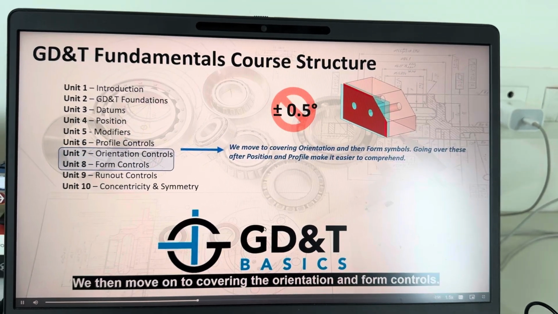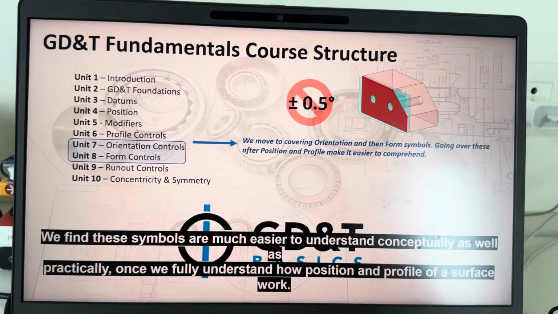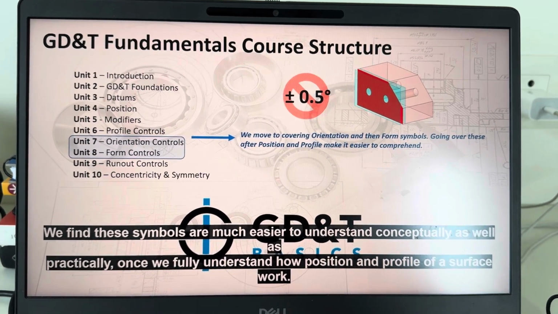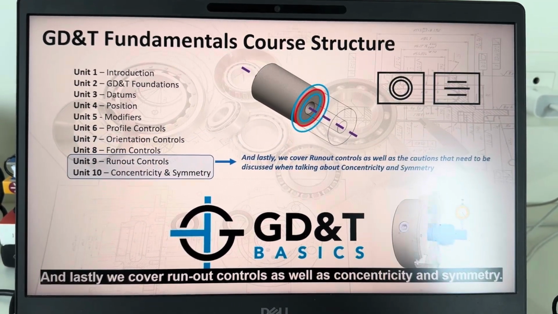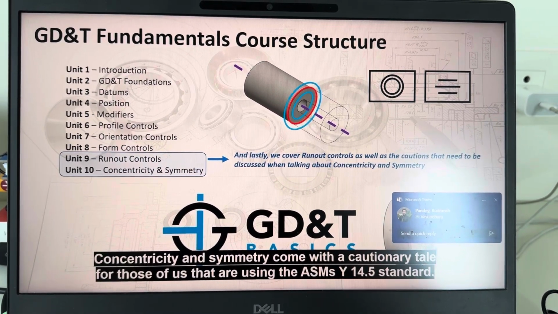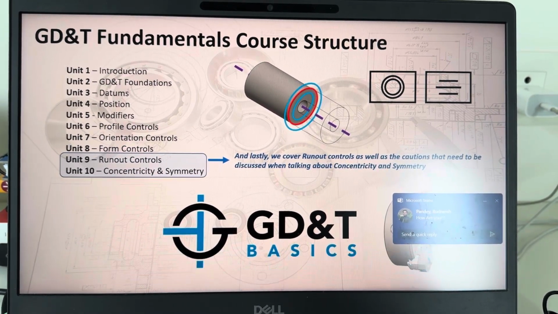We then move on to covering the orientation and form controls. We find these symbols are much easier to understand conceptually as well as practically once we fully understand how position and profile of the surface work. And lastly, we cover runout controls as well as concentricity and symmetry. Concentricity and symmetry come with a cautionary tale for those of us that are using the ASME Y14.5 standard. We'll cover that when we get to those lessons.